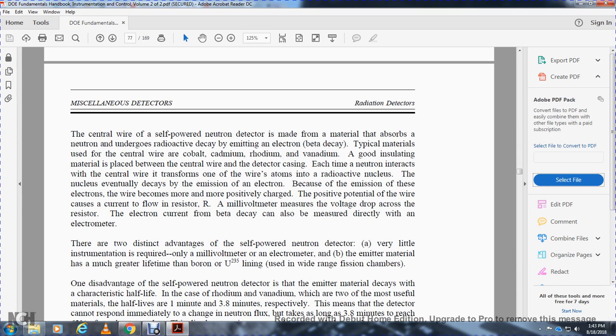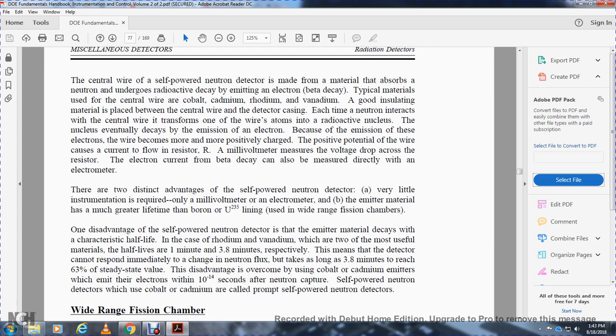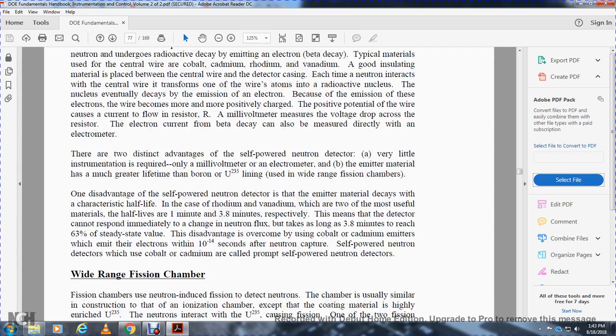The nucleus will eventually decay with the emission of an electron. Because of the emission of these electrons, the wire becomes more positively charged, and the positive potential of the wire causes a current to flow through a resistor. A millivoltmeter may measure the voltage drop, or the electron current from the beta decay may be measured directly with an electrometer. There are two distinct aspects of the self-powered neutron detector: a very high level of instrumentation is required, such as a millivoltmeter or an electrometer, and the lifetime of the material is much greater than the lifetime of the boron or uranium-235 lining used in wide-range fission chambers.